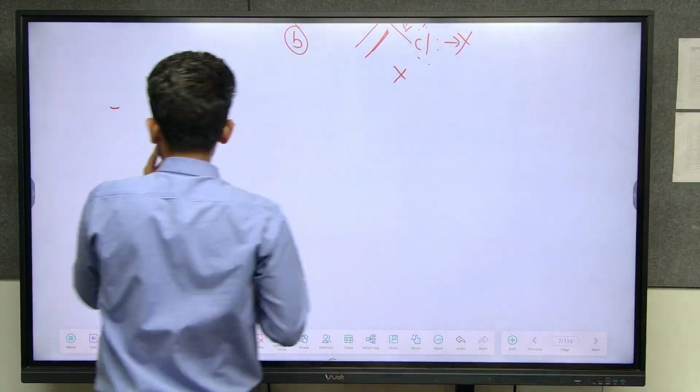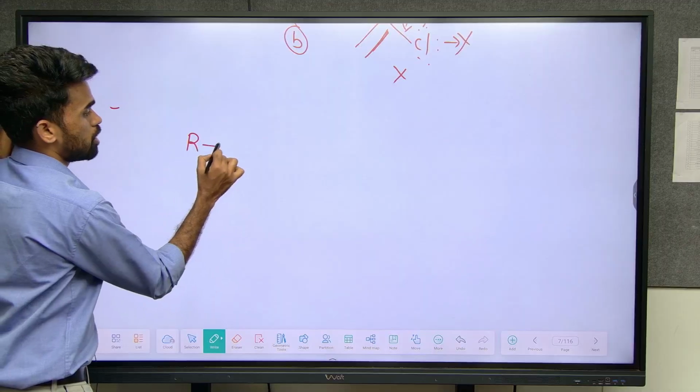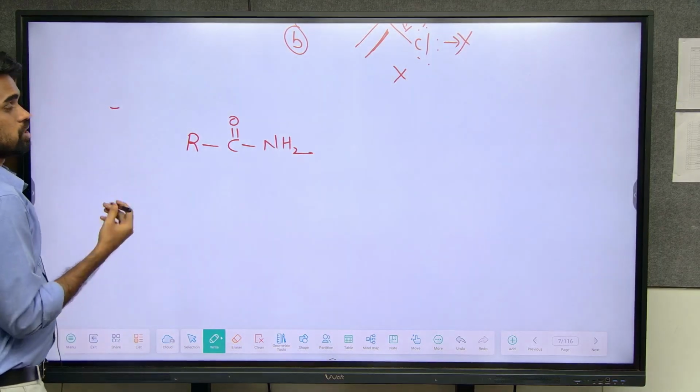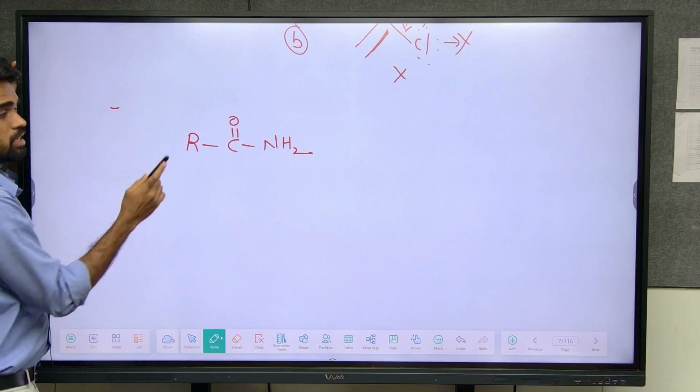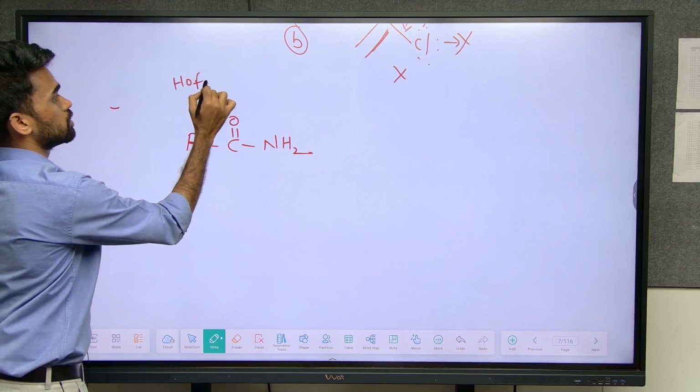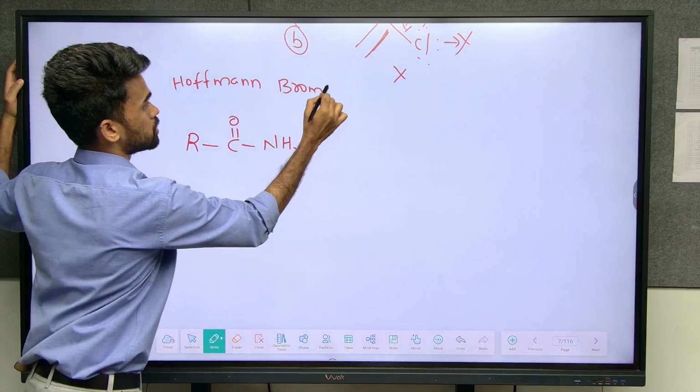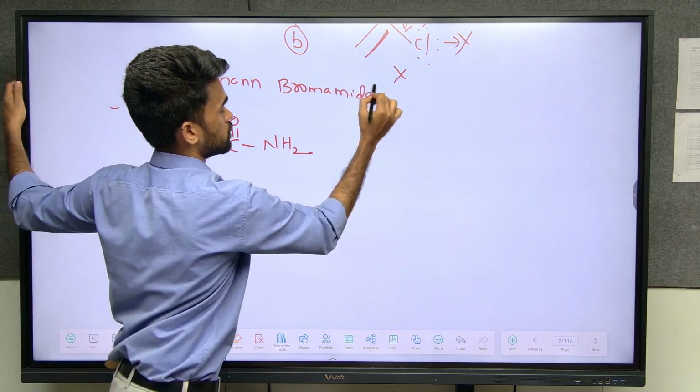Okay, preparation from amides. From where? Amides. Amides means it will be like this. Okay, one of the very important reactions again. This is called Hoffmann bromamide degradation.